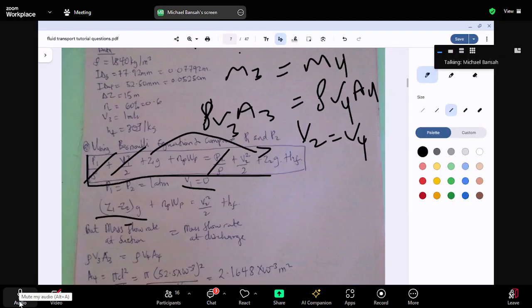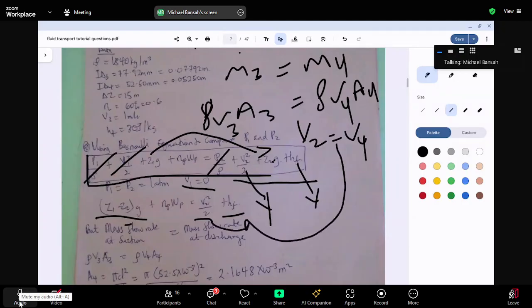The NPSH, I think they rather did the other way around. They brought the Z1 to this side. But however you do it, at the end of the day, that is mathematics. When you do it well, you should get the same answer. So V2 squared over 2g plus HF, the terms on this side, this is what is left, as well as this. HF is a known value. V2, we don't know, but as I mentioned earlier, we can use the mass balance to find V2.